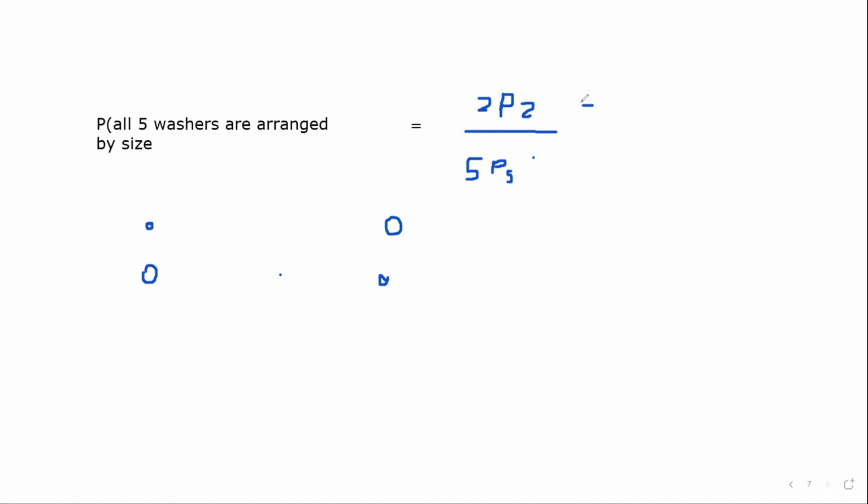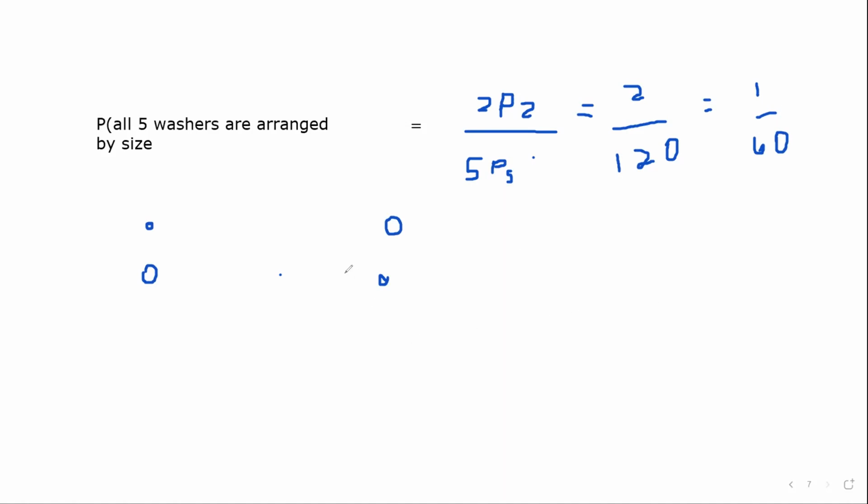So this is going to be 2. And this is going to be 5 permute 5, which is 120, as we saw. So this is going to be 1 over 60. And I'll let you work out the decimal and the fraction. That was the nuance for this question.